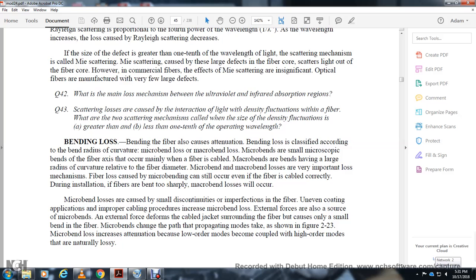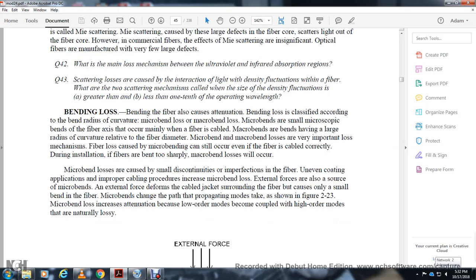During installation, if the fibers are bent too sharply, macrobend loss will occur. Microbend loss can be caused by small discontinuities or imperfections within the fiber, or uneven application of the cable coating. External forces also serve to cause microbends. External forces that deform the cable jacket surrounding the fiber become the cause of small bending of the fiber.